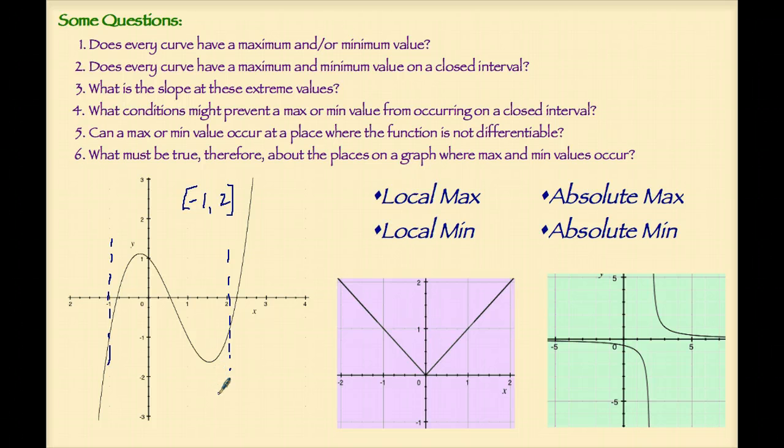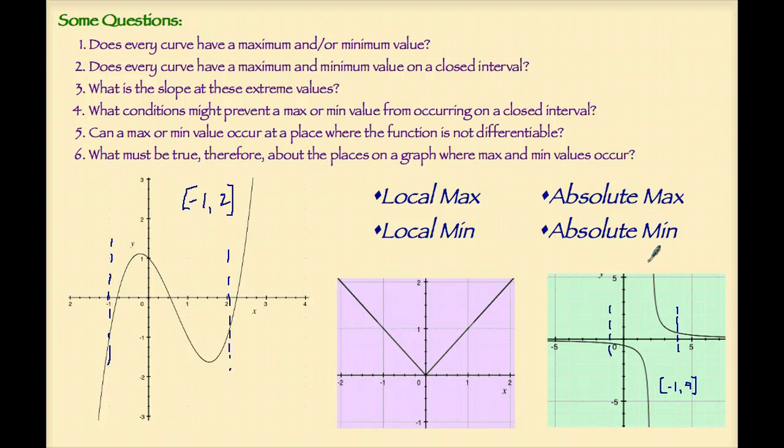The second question says, does every curve have a max or min value on a closed interval? And that answer is yes, if the function is continuous. Let's look over here. What if I narrowed down the region that we're looking at here, say between -1 and 4? And in this case, I could say, well, I've narrowed it down to a closed interval, and the extreme value theorem says that there's always going to be a max or min value. But notice on this graph, in this region, there isn't a max or min value because there's an asymptote there.